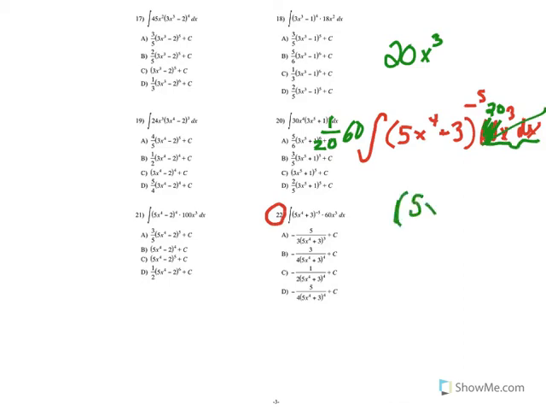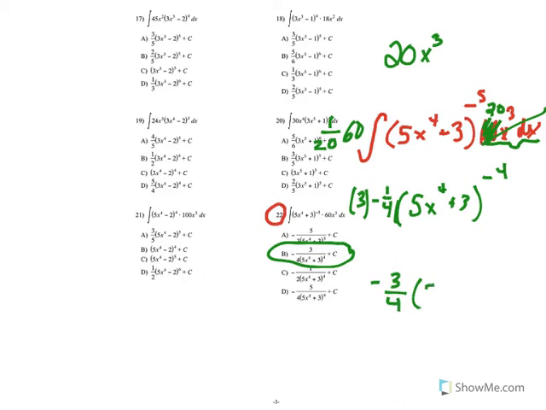Something to the -5th becomes something to the -4th times -1/4 on the outside. And I already have this 60 over 20, and 60 over 20 is actually 3. So without having to go farther into the problem, I already know which one it has to be. It has to be B, because it's -3/4 5x to the 4th plus 3 to the -4th. Because it's to the -4th, I can move it to the bottom of that fraction.